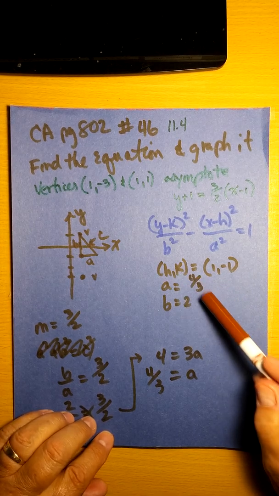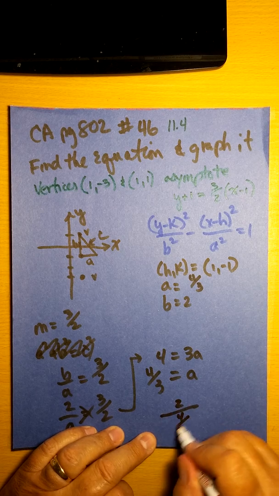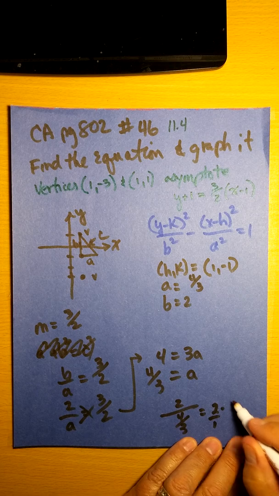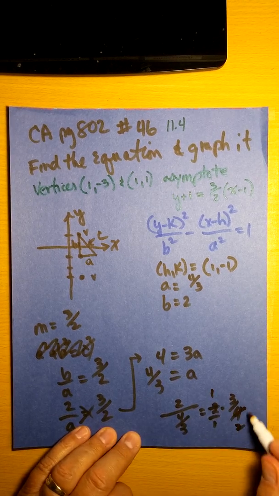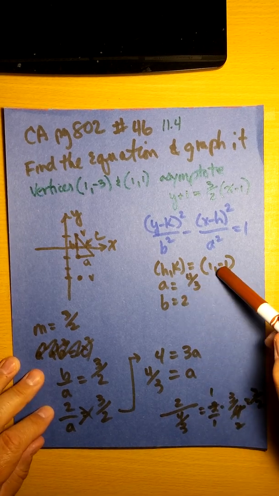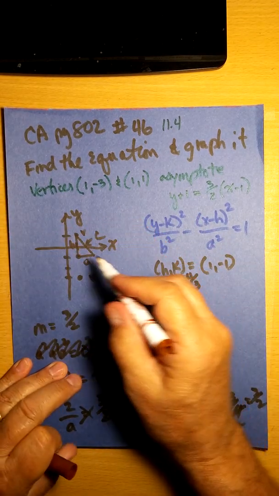So if a is 4/3 and b is 2, then that should make sense. So it's 2 over 4/3, so you invert and multiply. Let's check that. 2 over 4/3 is 2 over 1 times 3/4. 2 goes into 4 twice, and you get 3/2. Okay, good. Our slope is correct. So we know a and b, h and k, that's all we need for this equation. And our graph, just a second.